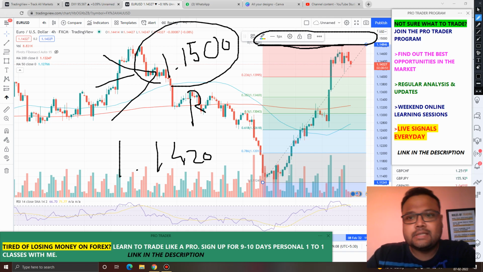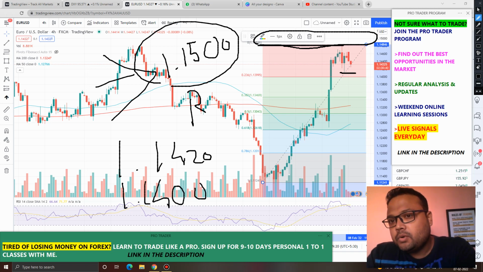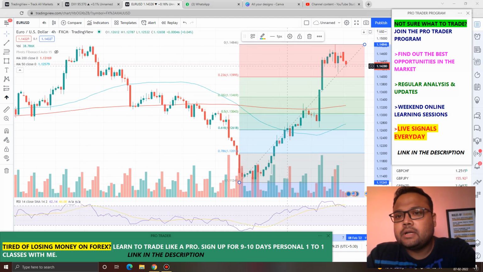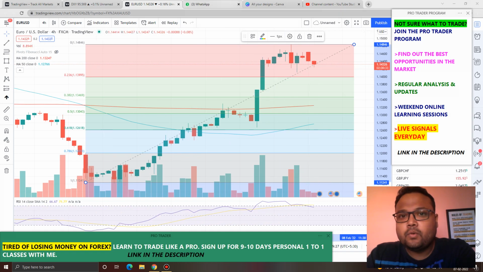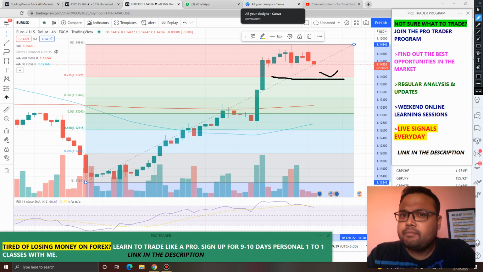On the other hand, we have support around 1.1420. To be honest, this is not a strong support, but we do have a price rejection level. We will also consider the 1.1400 level because just below it we have a Fibonacci retracement level. Considering both these factors, if the market comes down to this level and bounces around 1.1420 or 1.1400, we can consider a buy.